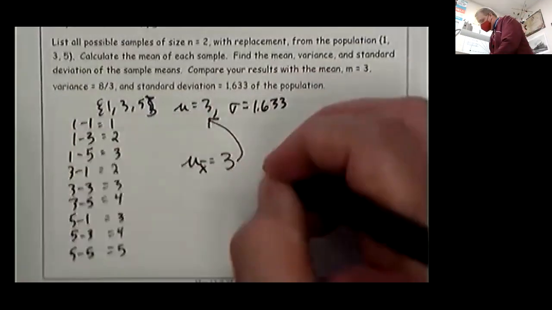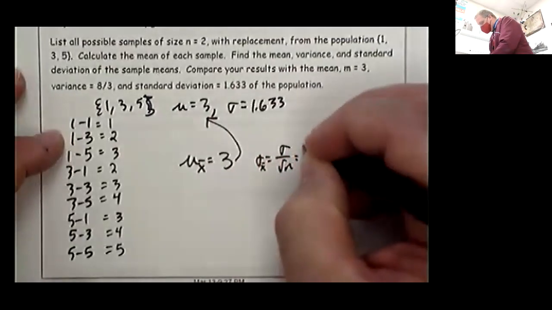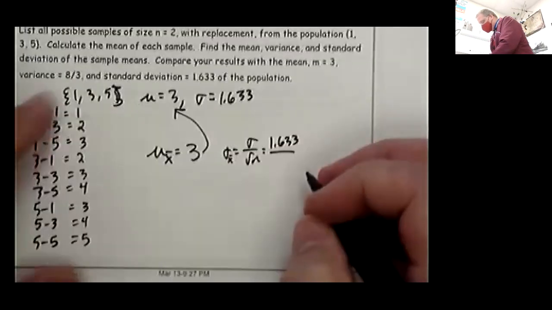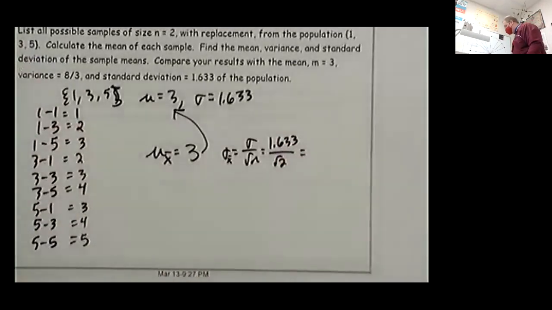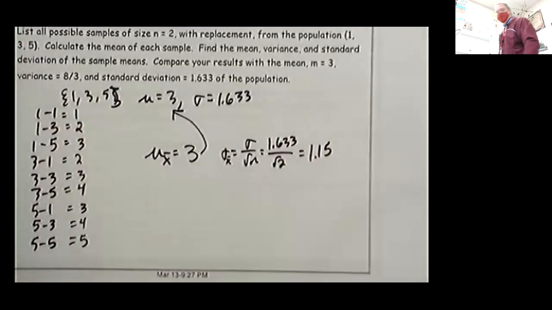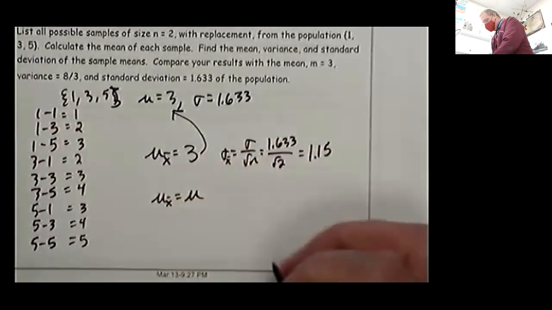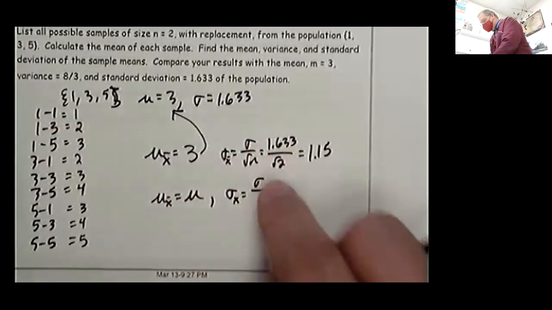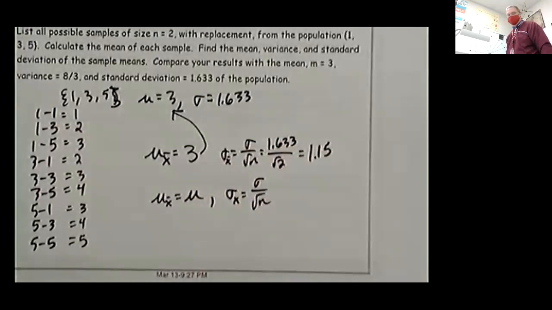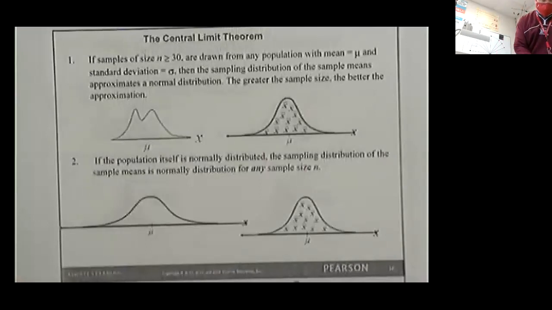And then sigma of the sample is going to be sigma over square root of n. That's our 1.633 divided by square root of 2, since we pick 2 at a time, and then we'll get that on our calculator. When you run this on 1 variable stats, you're going to get 1.15, the same thing. So again, we're verifying that the mean of the sample is equal to the population mean, and the standard deviation of the sample is equal to the population standard deviation divided by square root of n. Okay, so that verifies what we said had to be true.